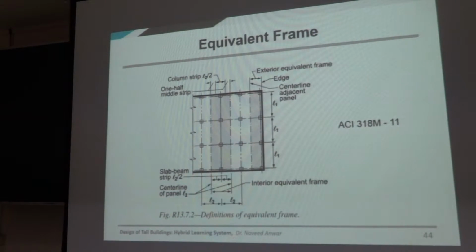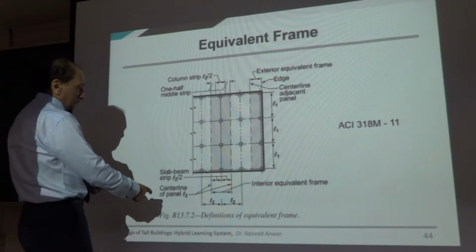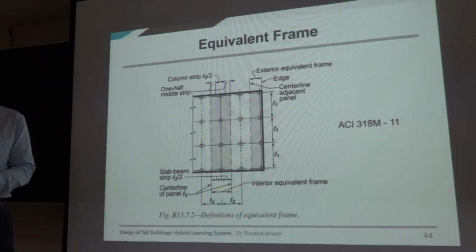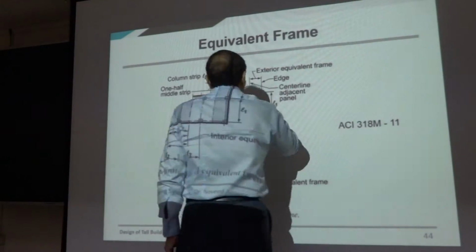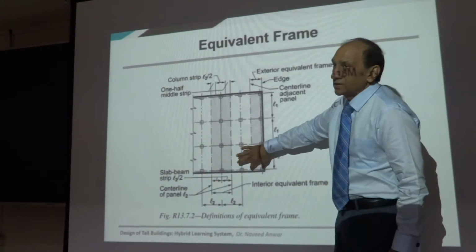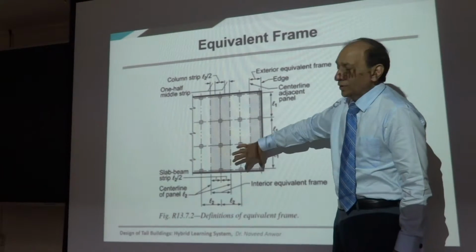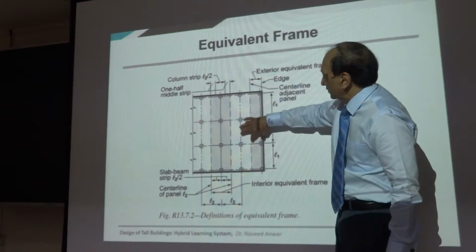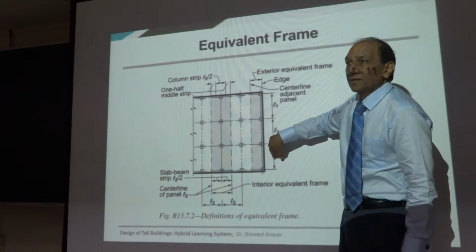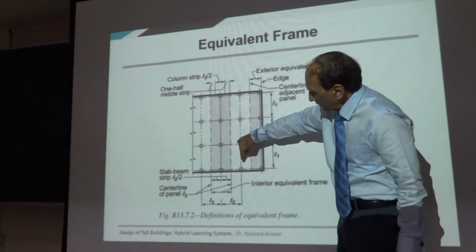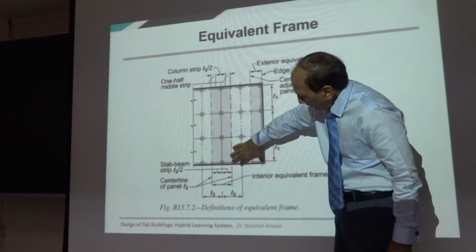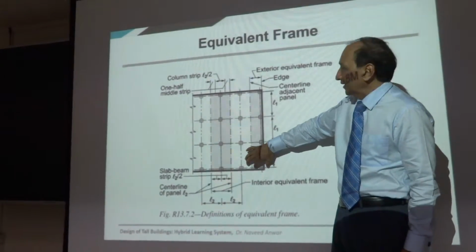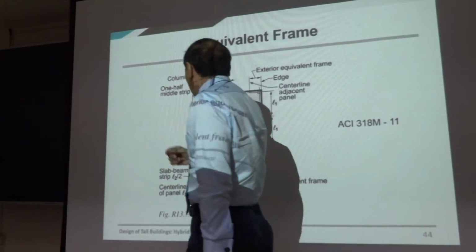And this is how the codes define it. If you look at the other location, you can see sometimes you only have half because there is no slab here on the edge. So the design strip is only this portion, and doesn't have anything beyond. So the design strip will be here, column strip will be here. The design strip will have half of the middle strip and half of the column strip in that case. And sometimes it will have both of them.